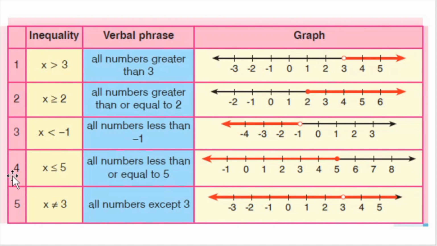Number 4, x is less than or equal to 5. It means all numbers less than or equal to 5. So in the graph, the direction of the arrow will go to the left of 5 and we use the closed dot, meaning 5 is included. Number 5, x is not equal to 3. It says that all numbers except 3. So in the graph, we are going to shade all numbers except for 3. That is why the open circle is on 3.